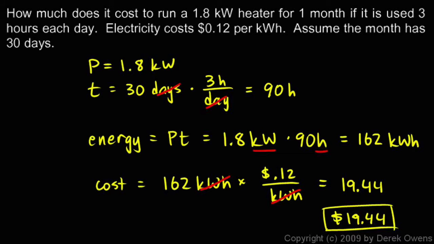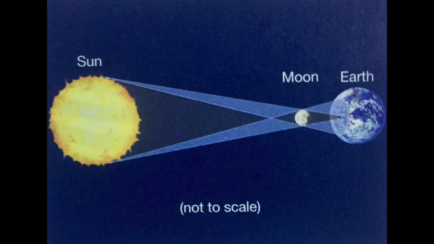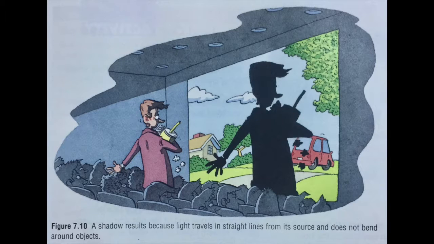The second basic property of light. Understanding the first basic property of light, that light is energy, helps explain some aspects of light. However, it does not explain everything. When someone stands in front of you during a movie, part of your view is blocked, as shown in figure 7.10. A shadow results because light travels in straight lines from its source and does not bend around objects. This hints at another basic property of light.